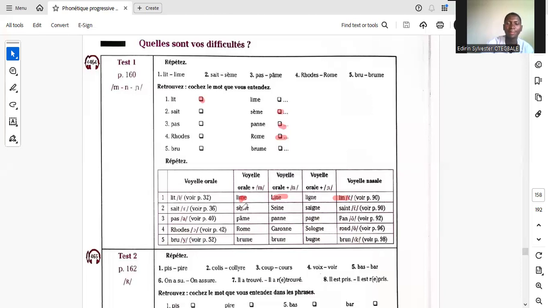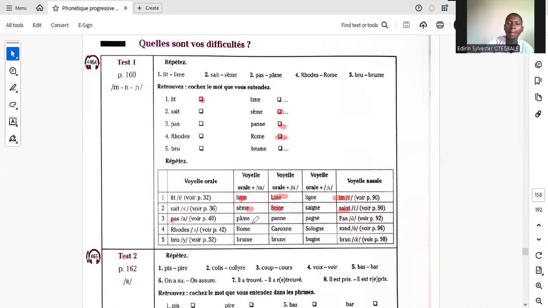Number two, we have se: sem, sen, seigne, san. The same thing we have for the first one. Because of the E's here, there's no nasal in sem and sen. But the nasal is here in san. So the same thing is applicable to the rest of them.